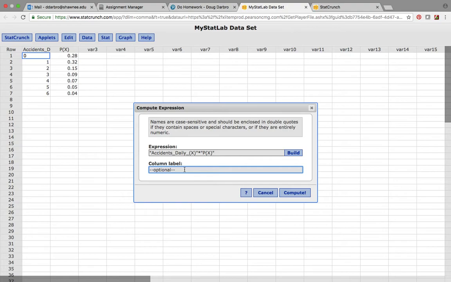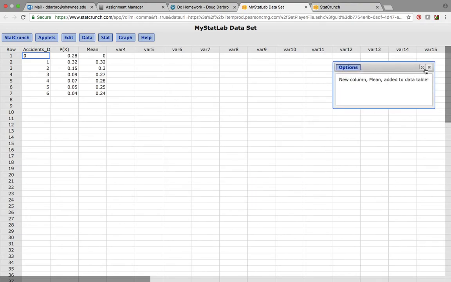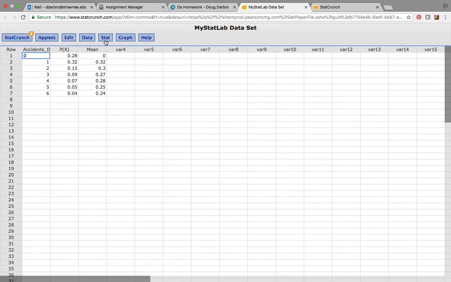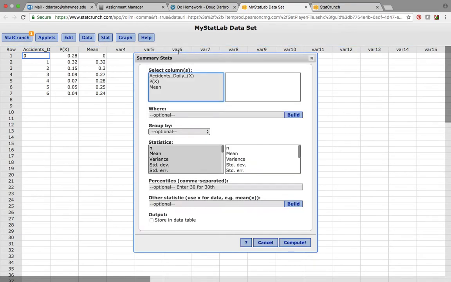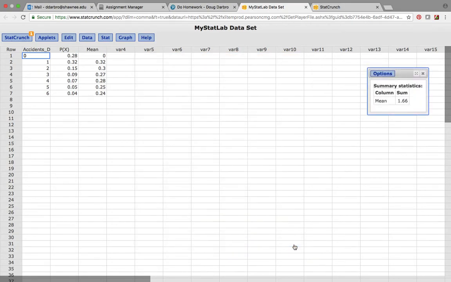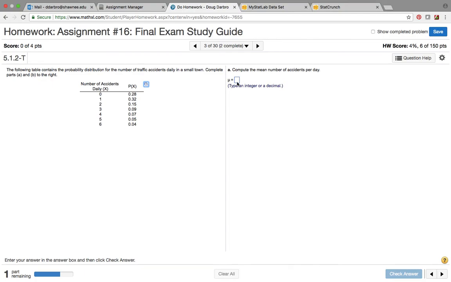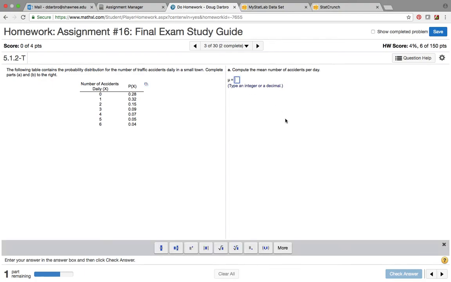And I'm just going to call this the mean, because that's what I'm going to use to calculate the mean. Now, all I need to do is sum this up, so I can go to Stat, Summary Statistics, Columns, the mean column, and then I just need to come down and find the sum, and I've got the mean. So the sum is 1.66, so the answer for the mean will be 1.66.